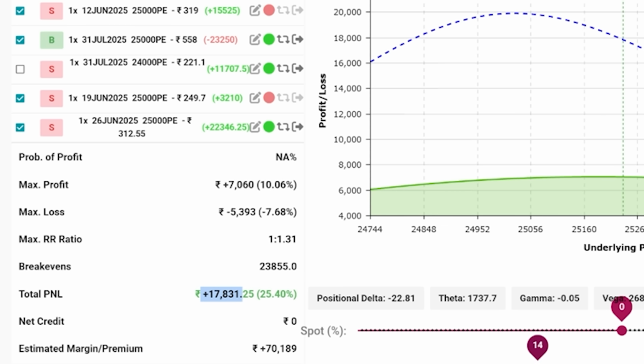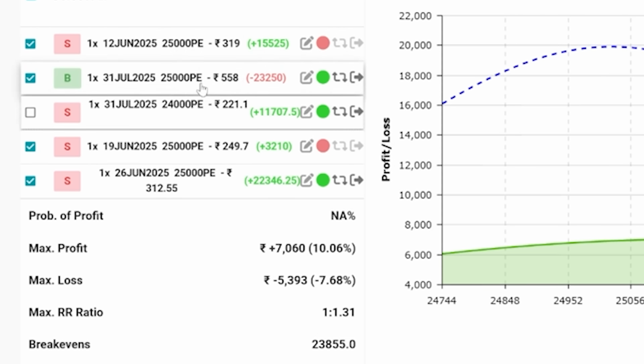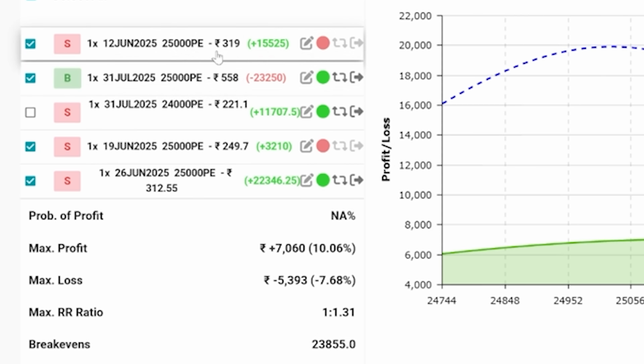Okay, as I told you, when I buy the put and sell the put, there will be a debit. Buy the put is 558, but sell the put is only 319. So there's a debit. Therefore, to cover that debit, I sold the 24,000 put option because I thought the market will not go below 24,000. And as of now, that view is working. So I sold the 24,000 put around 221 rupees. Now I think it is trading around 60-65 rupees.